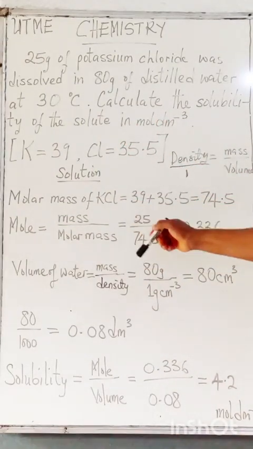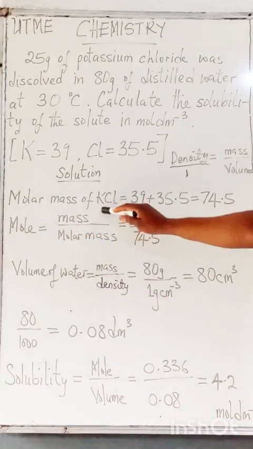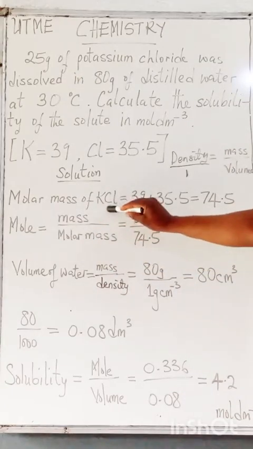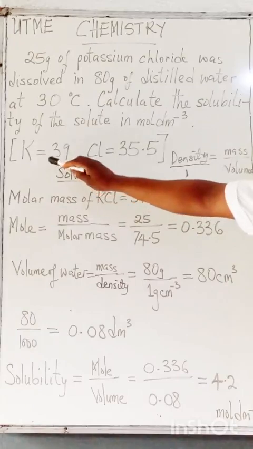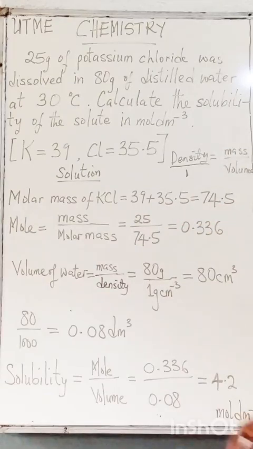The solution is presented. The molar mass of potassium chloride. First of all, this is the chemical formula, potassium chloride, KCl. The molar mass is gotten by adding the atomic mass of potassium and chlorine. When you add them up, you get 74.5. Is that clear?